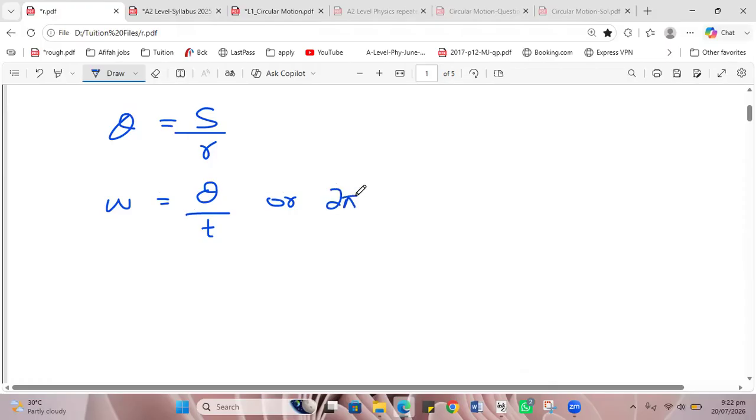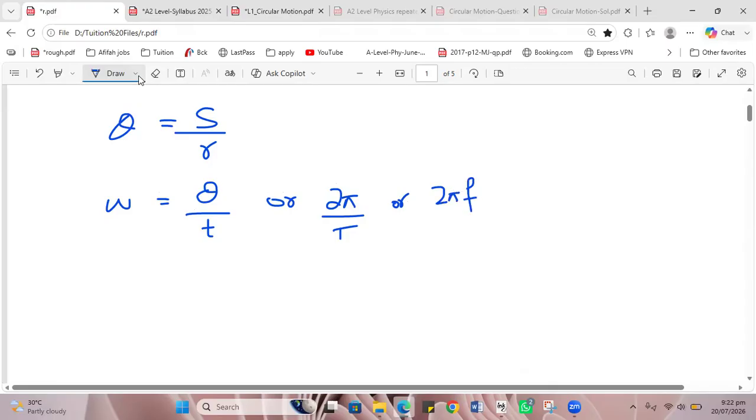So now let me just write down all the formulas we have learned so far. We started with angular displacement, theta is equal to S upon R, arc length upon radius. Then we did angular speed. Angular speed is angular displacement upon time, or another formula, 2 pi upon T, or 2 pi f.